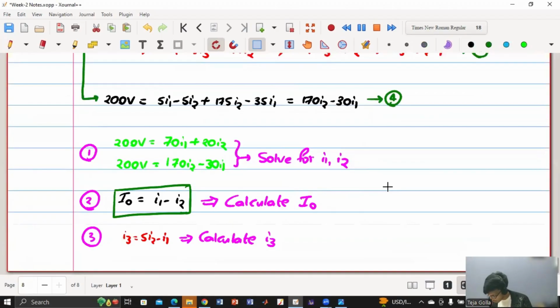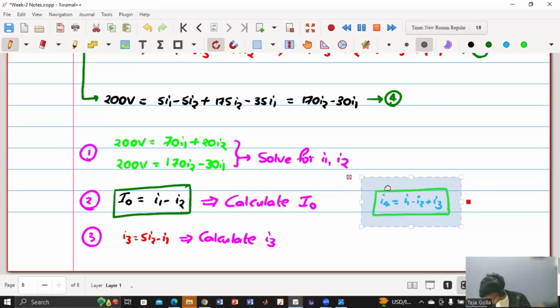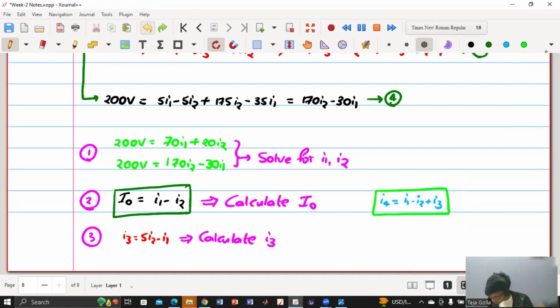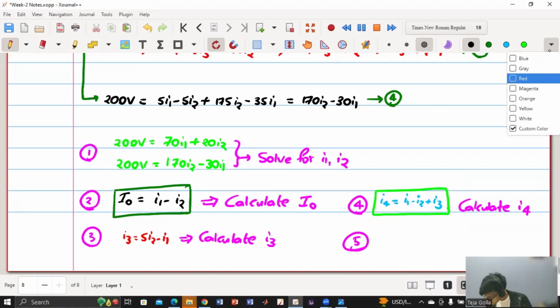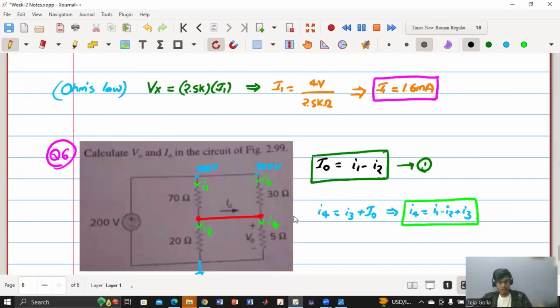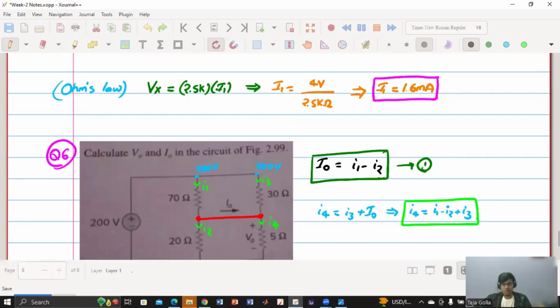So this is my fourth step, calculate I4. Then my fifth step will be V naught is equal to 5 I4. Is it 5 or 4? Let us check. V naught is equal to 5 I4. Yeah. So is this clear how we have solved for this?